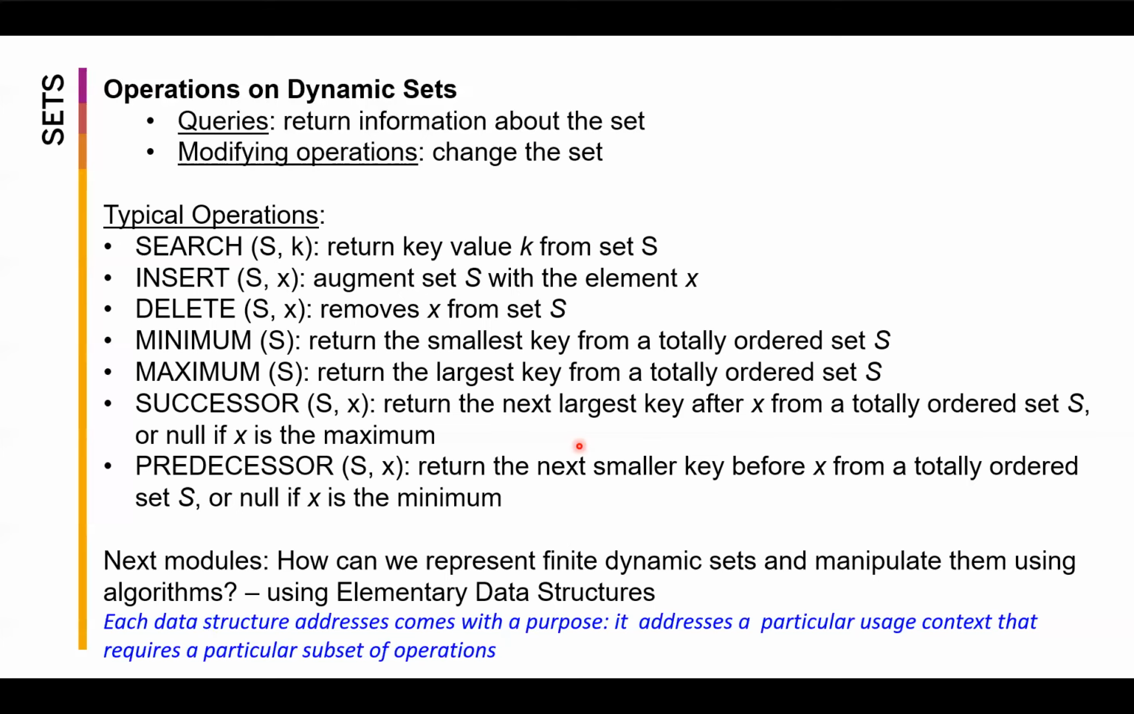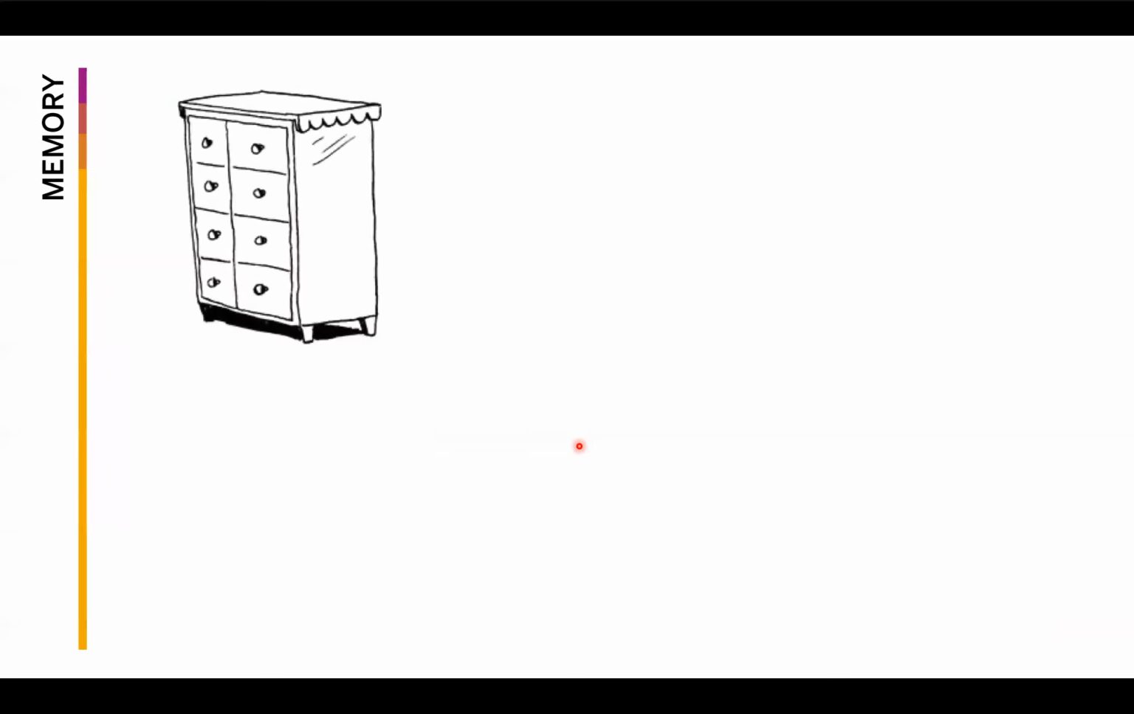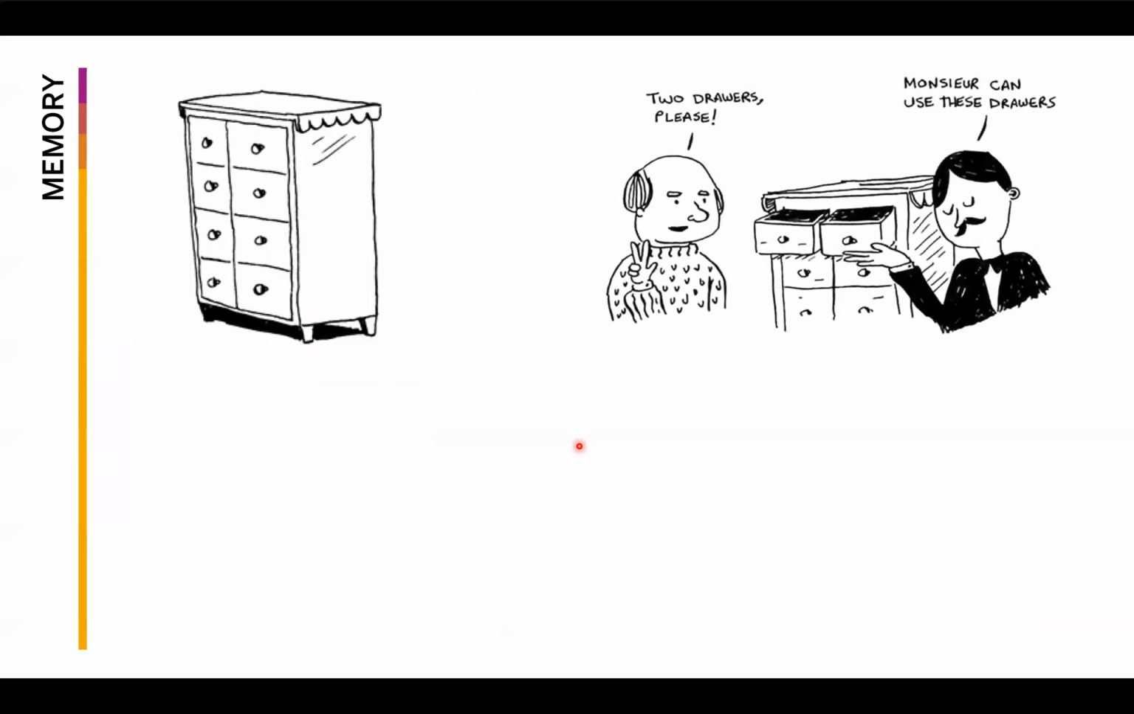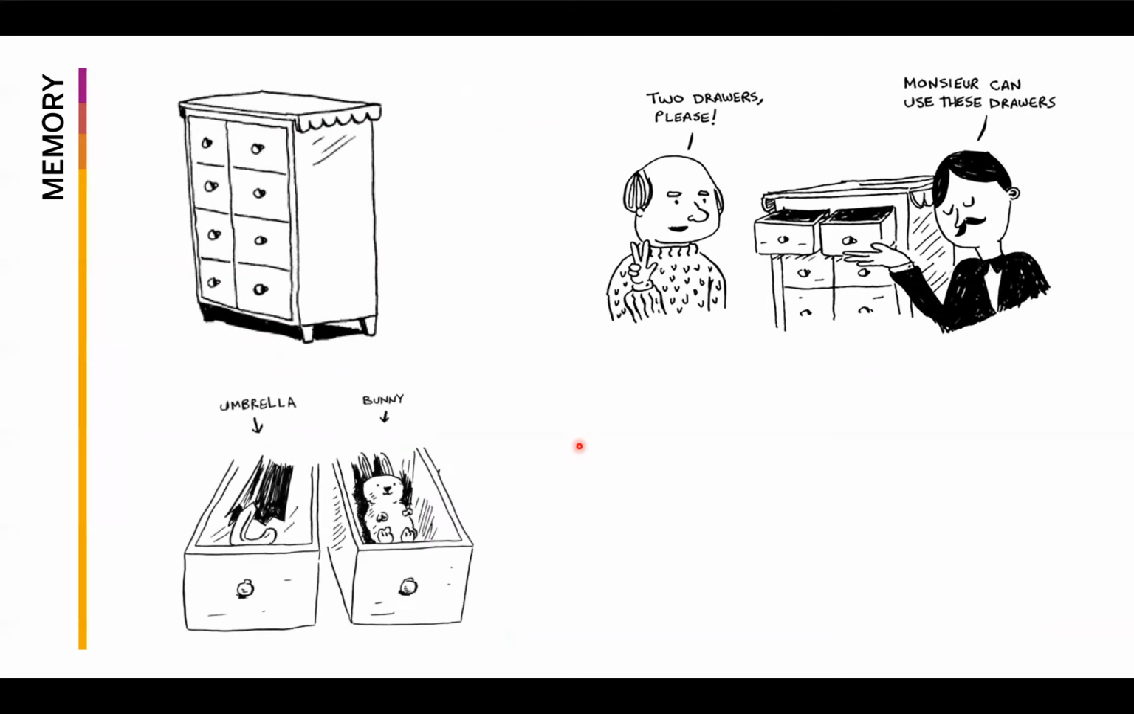Now we will go to how memory works in the computer itself. So you can imagine the memory as a shelf. Now, if you have two items, you would need two shelves to store your items. So let's say you have an umbrella and a stuffed bunny, a stuffed toy. I don't know if it's a real bunny or not. Hopefully it's not a real bunny. But you have two items, and you need to store them. Then you would require two shelves. If you have three items, you need three shelves. If you have N items, you need N shelves. So that's exactly how the memory works.